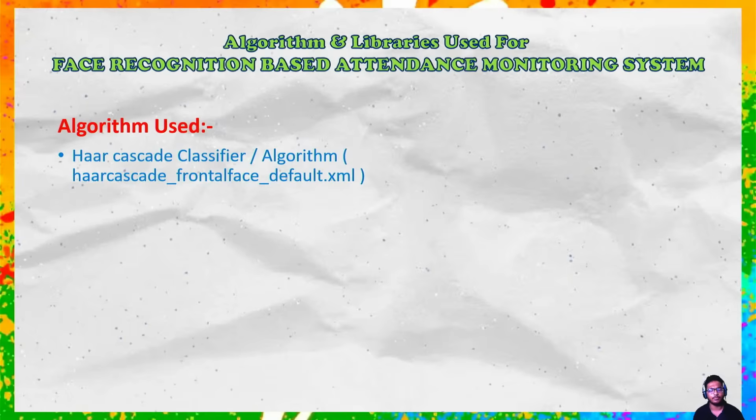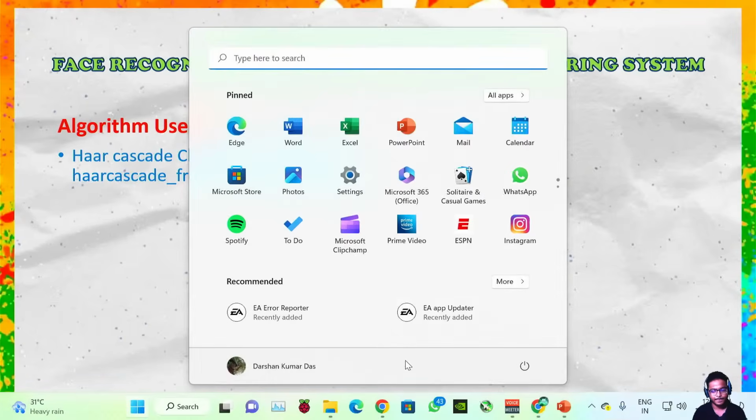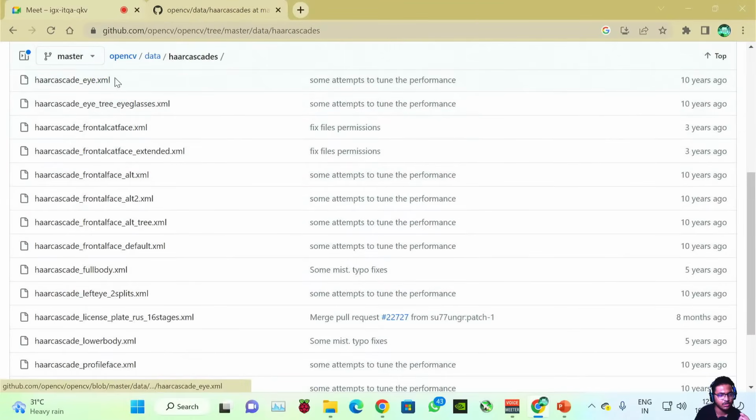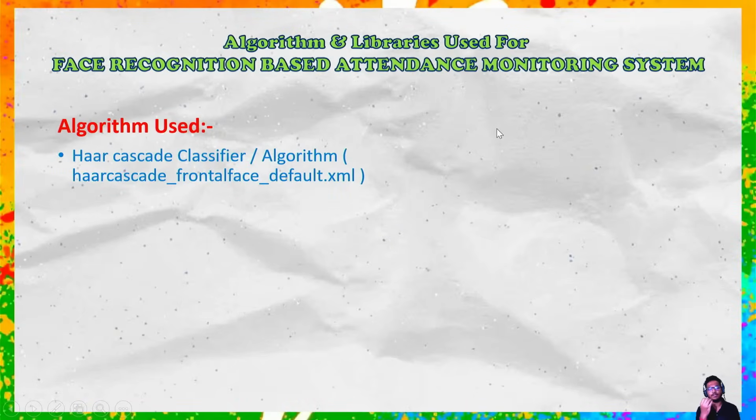For example, if you want to change the code to an eye recognition based attendance monitoring system, then you will have to use haarcascade eye XML. But it's not that easy. I even tried that code earlier, using the eye to make an eye recognition based attendance monitoring system, but it's not working properly. Even the face recognition itself is not good enough in terms of accuracy.